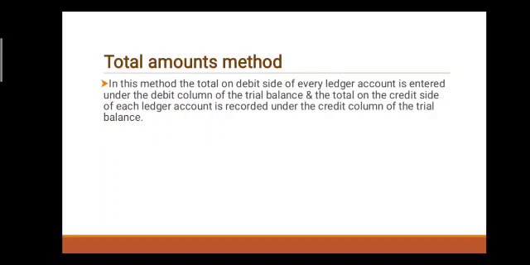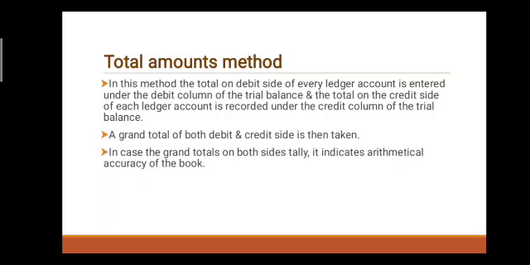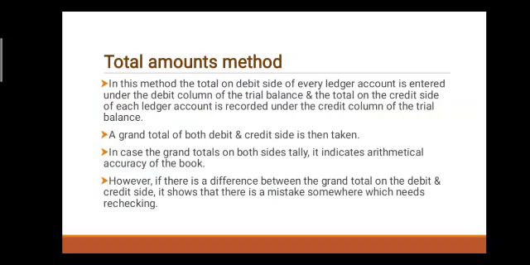Second method, total amounts method. In this method, the total on debit side of every ledger account is entered under the debit column of the trial balance and the total on the credit side of each ledger account is recorded under the credit column of the trial balance. A grand total of both debit and credit side is then taken. In case the grand totals on both sides tally, it indicates arithmetical accuracy of the books. However, if there is a difference between the grand total on the debit and credit side, it shows that there is a mistake somewhere which needs rechecking.